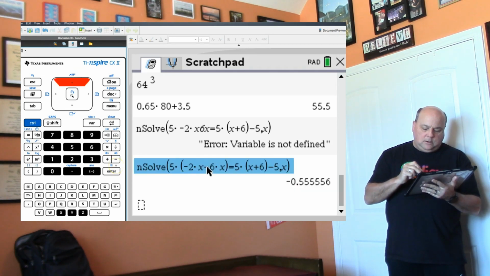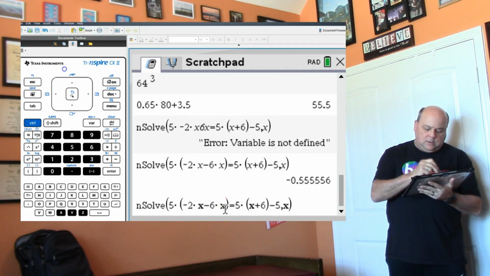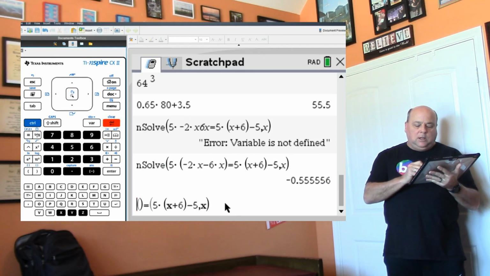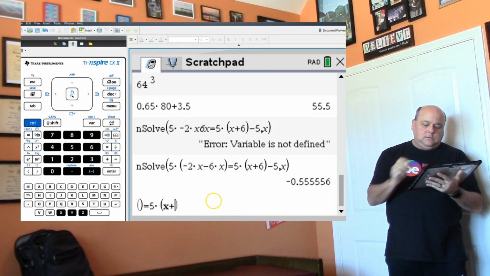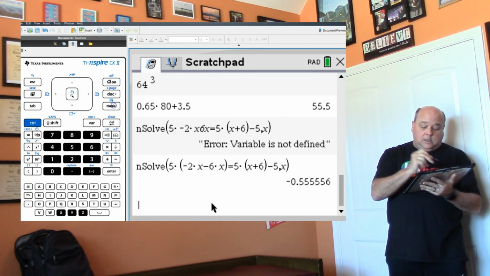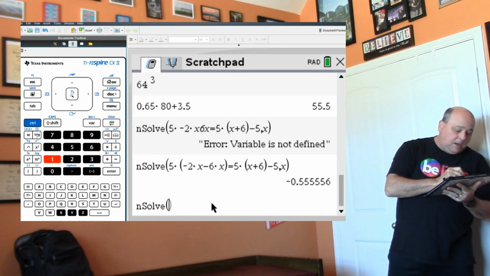Hit enter. I'm going to copy this. This x shouldn't be there. Why is that x there? Ah, unbelievable. Just delete everything one more time, and then I'm just going to go to the next problem. Menu 3-1. And then let's type it in one more time.